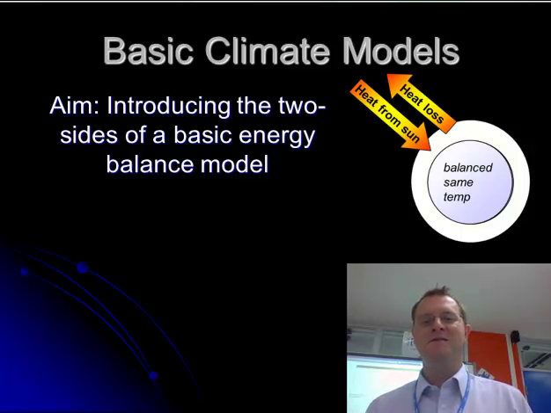Hi there. During this session I'm going to try and introduce you to the most basic of all climate models. This model goes under the assumption that the heat going in from the sun, if it equals the heat loss from planet Earth, will keep a balanced temperature. So it will stay the same temperature. So this is the simplest of models.